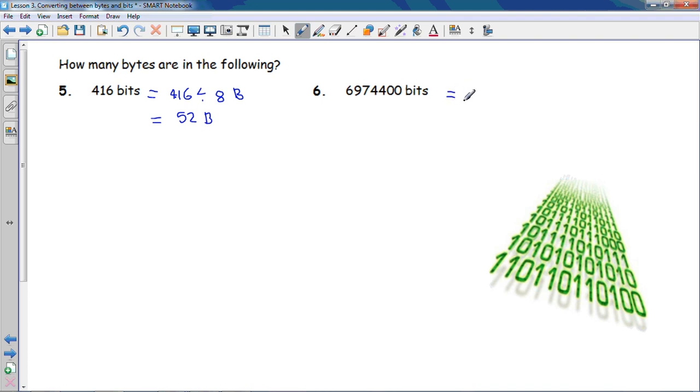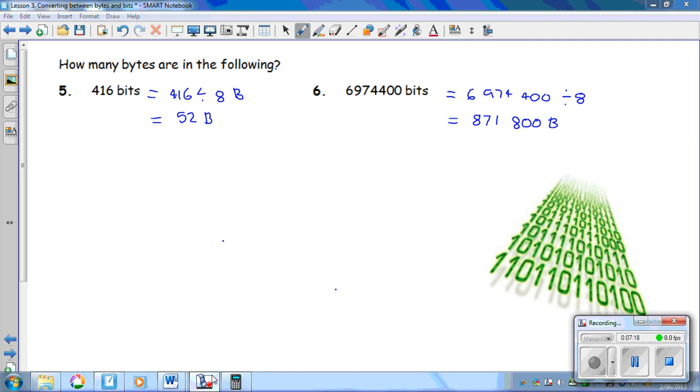Similarly, I'm going to divide by 8. So I have here 6,974,400 bits, and I'm going to divide that by 8 to get me into bytes. And when I do that, I'm going to get 871,800 bytes. And that's all we need to do to convert from bits to bytes at this stage. Then we'll use that in the next lesson for downloading speeds.